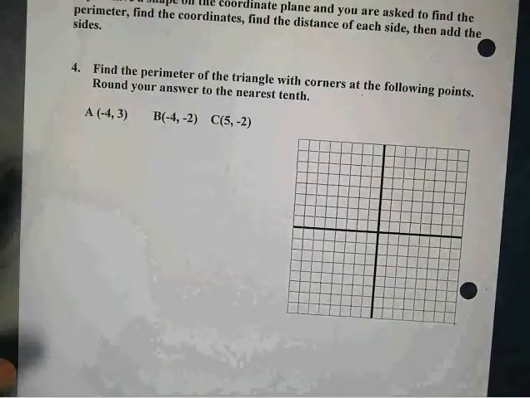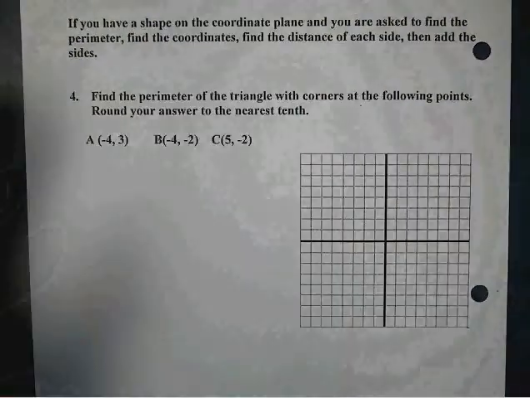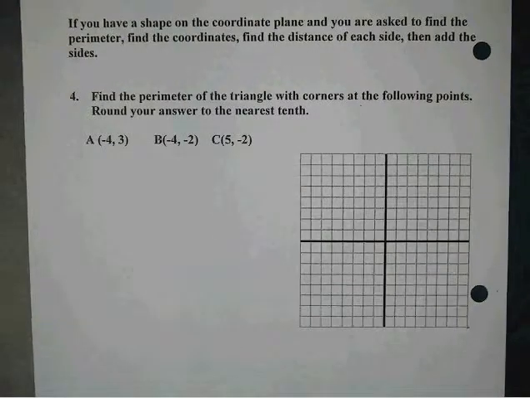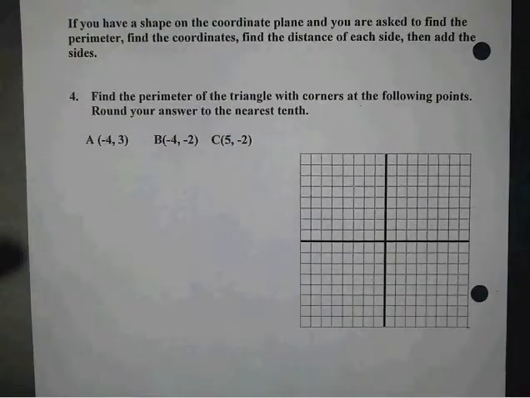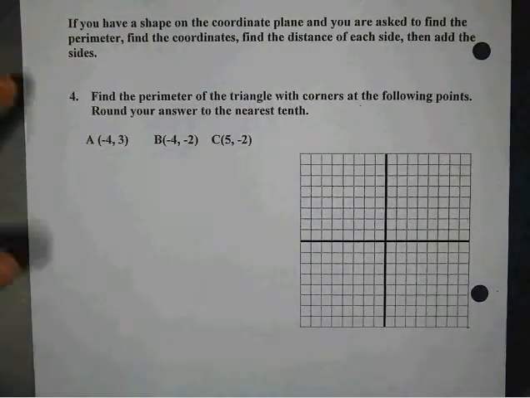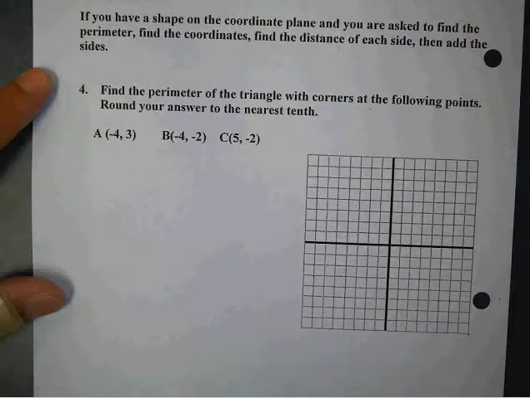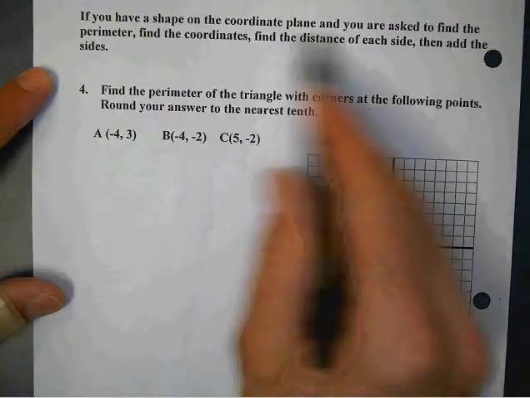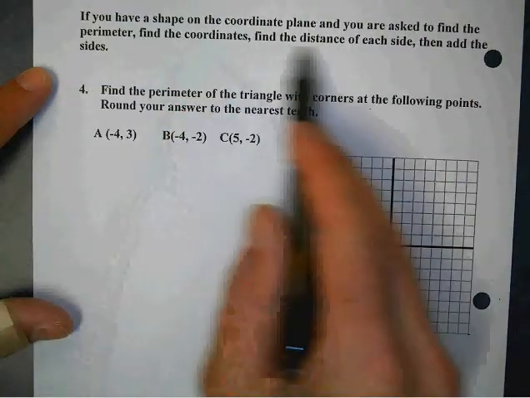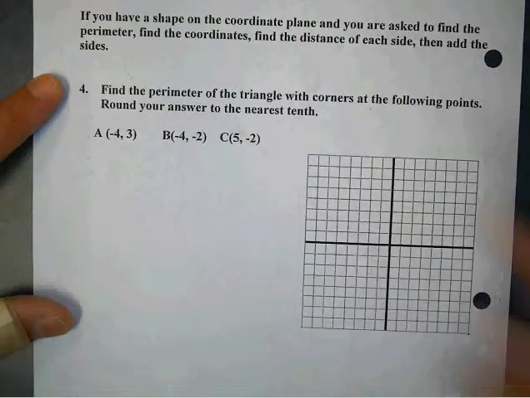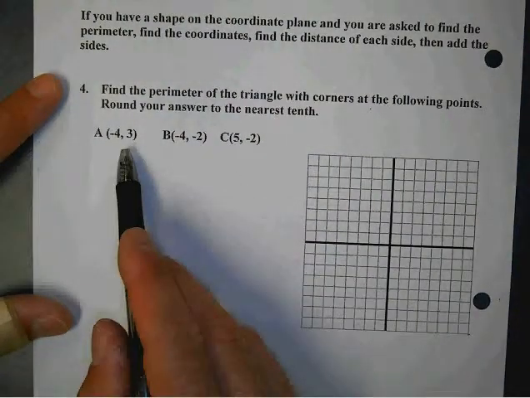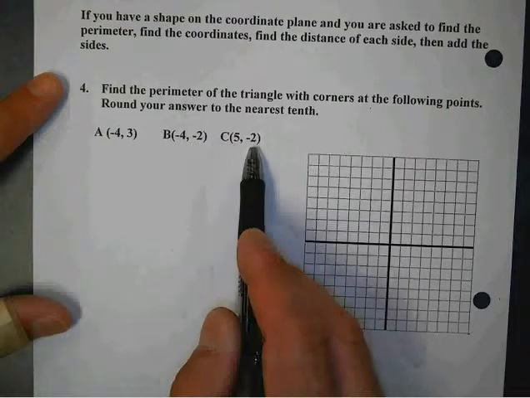Now, on none of those problems on the first page, did we draw a triangle? No, we don't need to. Could you? Could you do it graphically? Sure. And you could draw your A and draw your B and see that relationship. But, you know, Brett and Abby were very quick to just do the difference and figure it out. All right, let's say if you have a shape on the coordinate plane, you're asked to find the perimeter, find the coordinates, find the distance of each side, and then add them up. So here we have a triangle. Here's point A, here's point B, here's point C.